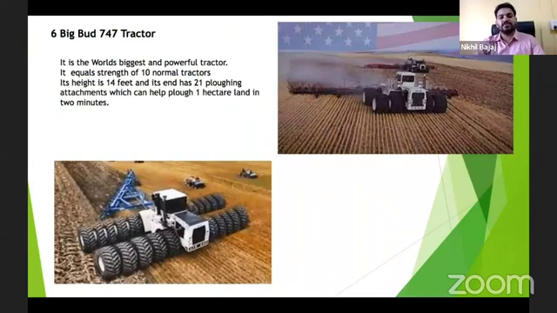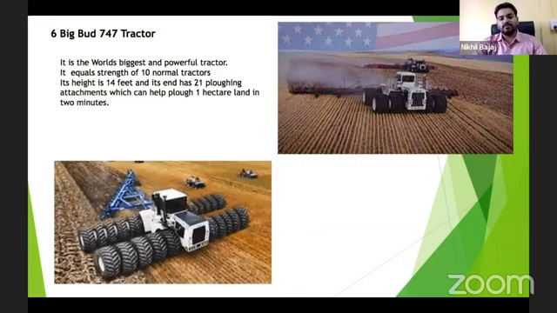Now here is the world's biggest tractor, the Big Bird 747 tractor. The main highlight of this tractor is that it has energy equal to or 10 times more than 10 normal tractors which are used in the field. Its height is around 14 feet and it has 21 plowing attachments. The main attraction is that it can plow 1 hectare of land in just 2 minutes.